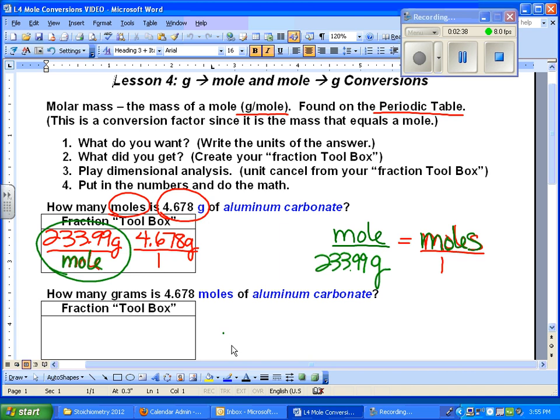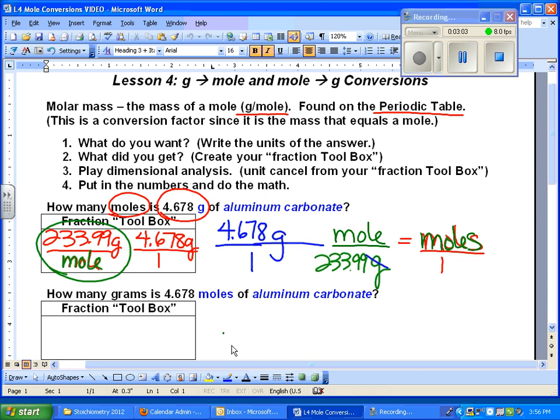Now I've got the moles that I want, but I picked up some baggage. I picked up some grams. So I want to cancel my grams, and so it's going to show up here for grams. So now I'm going to look in my toolbox, and in fact I did get a mass with a 1 on the bottom. It's 4.678 grams over 1.